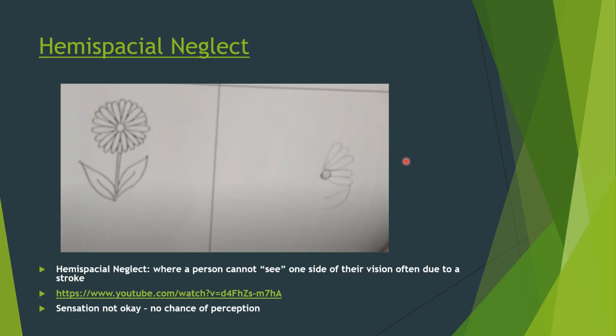I think they will mention it here, but what's going on is that the person is experiencing sensation. Their eyes can see it, but due to some neurological issue, their perception of the visual information is impaired. They won't be able to see the left side of the visual information. So another example where sensation works, but perception does not. I'll give you 3 seconds here to watch the video. 3, 2, 1.